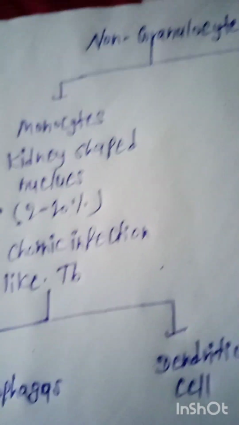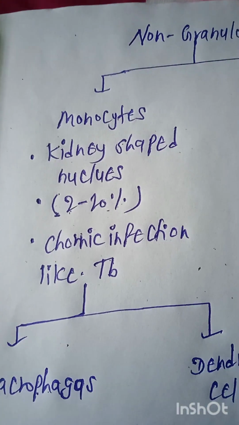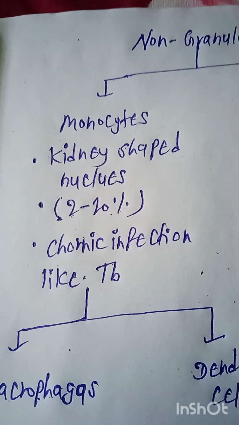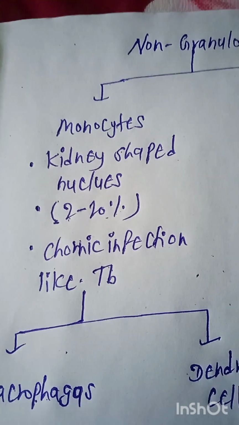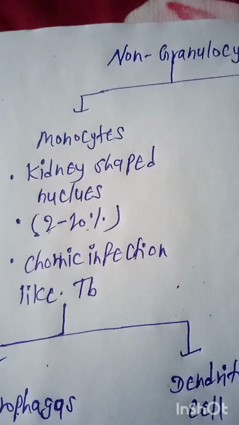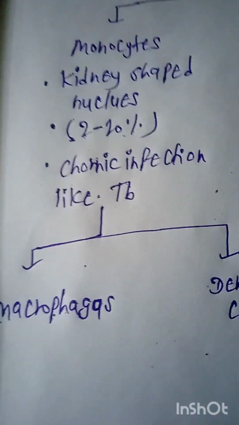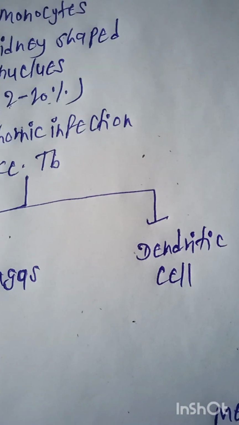Then the non-granulocytes. Non-granulocytes can be classified into monocytes. The monocyte has a kidney-shaped nucleus and makes up 2 to 10%. It can be increased in chronic infection like tuberculosis. It can also be transformed into macrophages and dendritic cells.